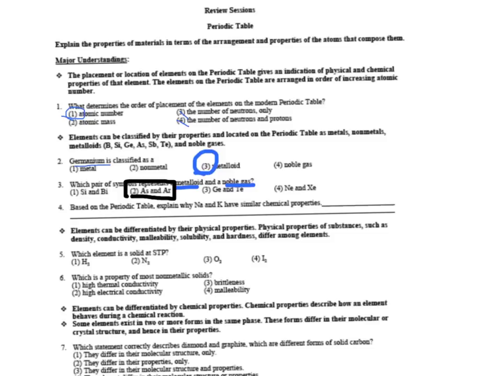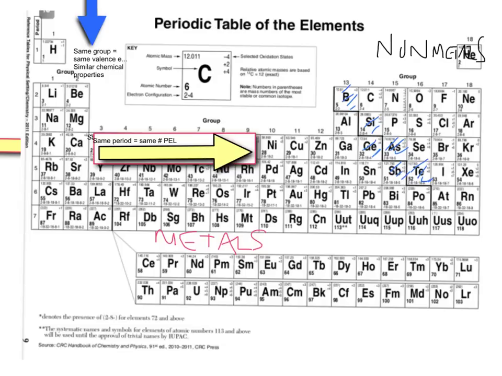Now the next question asks, based on the periodic table, explain why sodium and potassium have similar chemical properties. So when we examine this question, we want to pay very careful attention to the "based on the periodic table," meaning look at the periodic table and explain what you can see that is similar between sodium and potassium. So here we're asked to look at sodium and potassium. We can see they have different atomic numbers of 11 and 19.